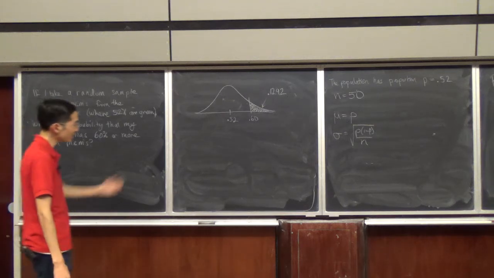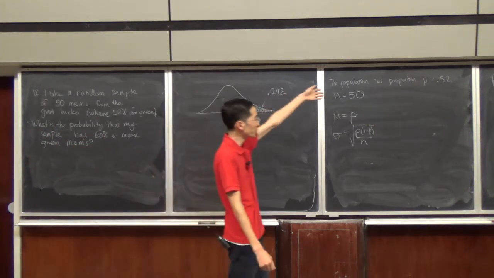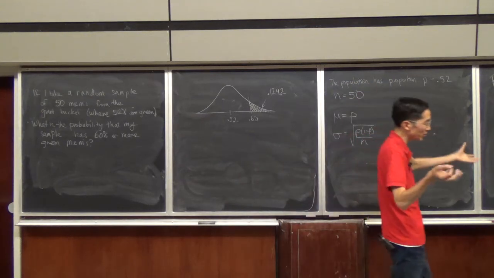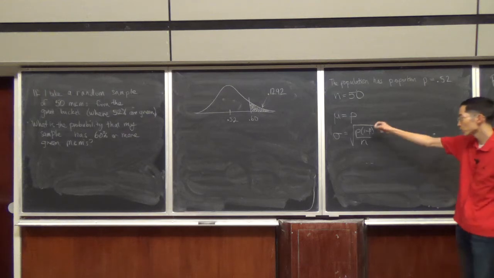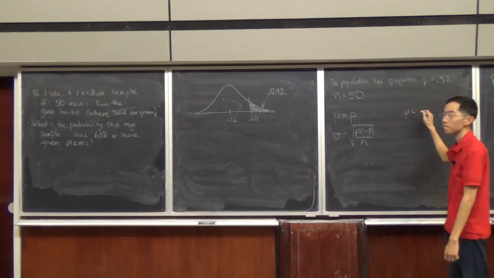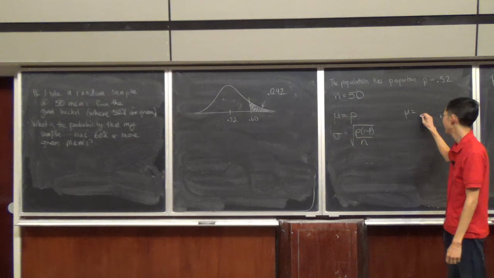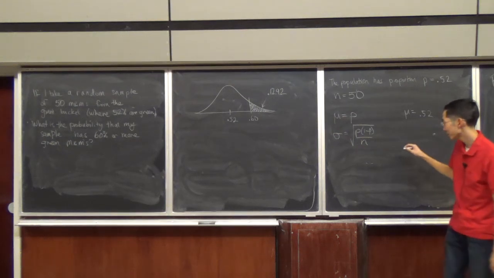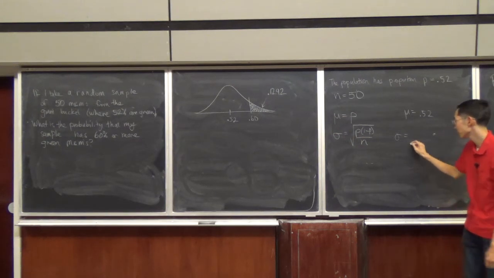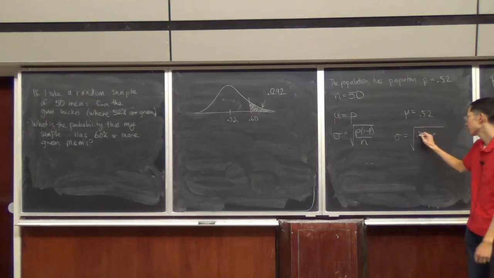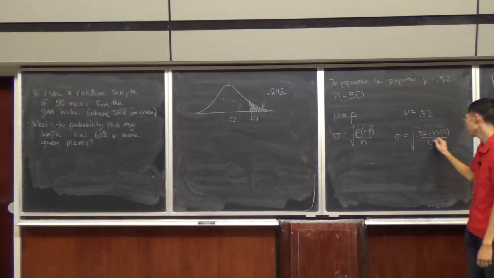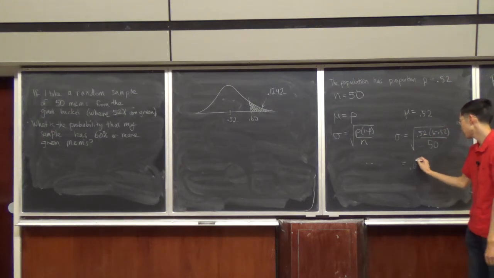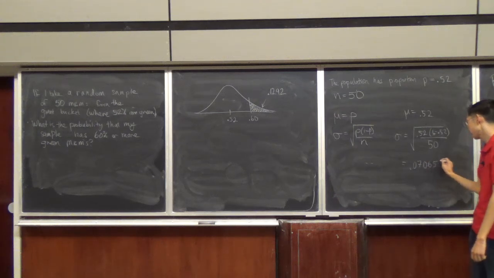Okay, let's go here. All right, the population proportion is 0.52. That means in the bucket we still have 52% are green. So my mu is equal to what? 0.52. Okay, and sigma is equal to the square root of 0.52 times 1 minus 0.52 divided by n, 50. And when I do this, I get 0.07065.